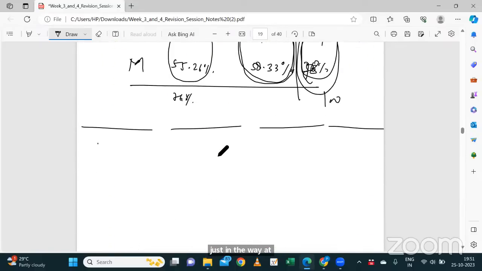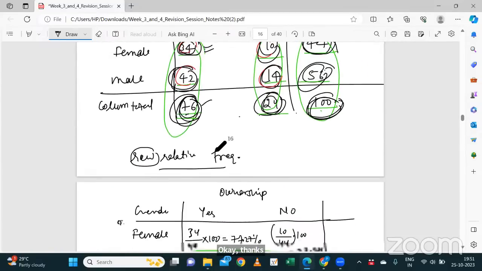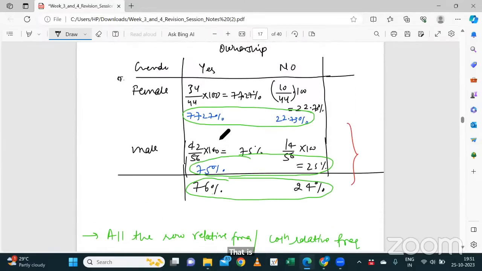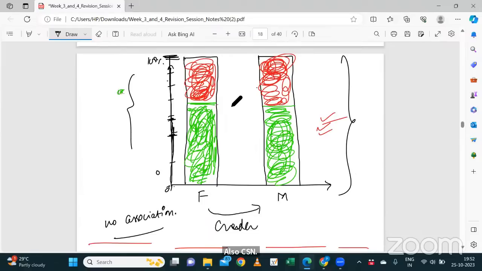Sir, is there an association between the rows and columns in this data set? You tell me what we have discussed. I think this is association. No association. Approximately the same values are there, right? We plotted the 100% stacked bar chart, and you can see both are approximately the same, right?